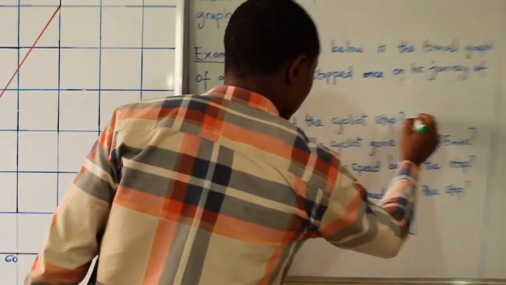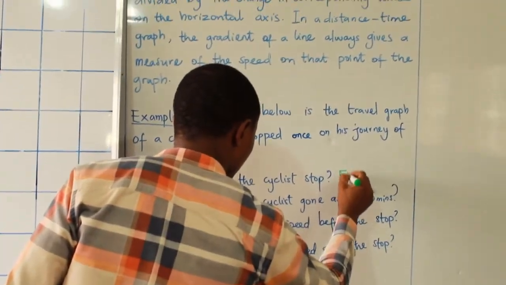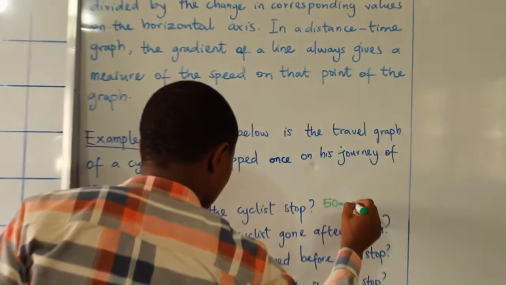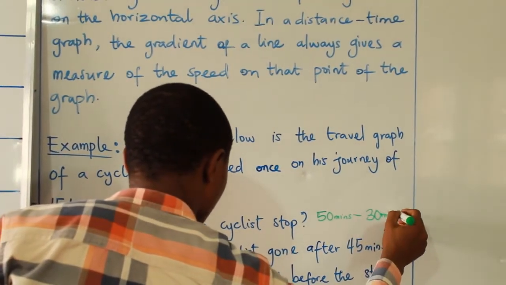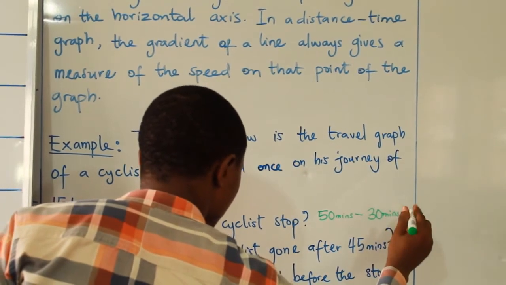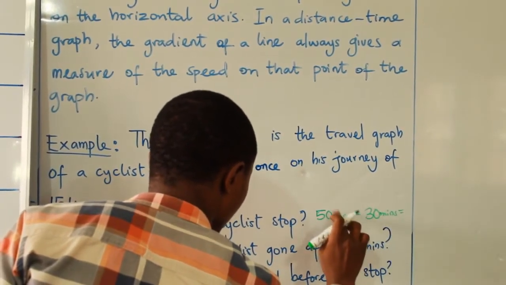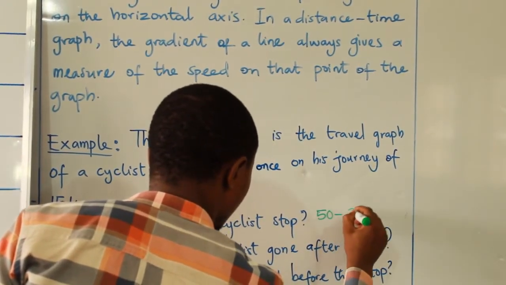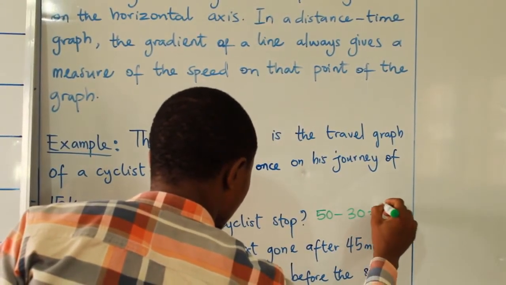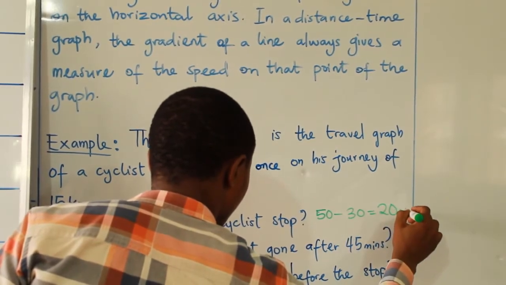I'm just going to write that here. 50 minutes minus 30 minutes, and that gives us 20 minutes. Let's rearrange this. 50 minus 30 gives us 20 minutes.